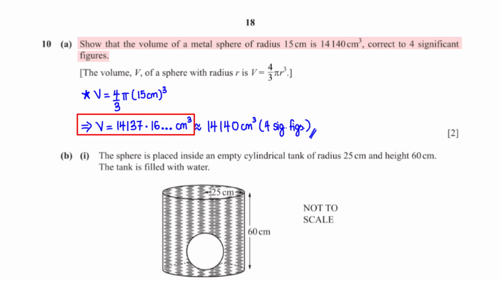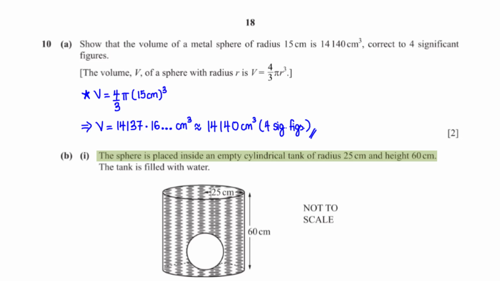The fourth significant figure is 3. The number after 3, which is 7, is greater than 4. And so we add 1 to 3, giving us 4. Then we replace all the numbers after 3 with 0. And so our final answer is 14,140 centimeters cubed, rounded to 4 significant figures.